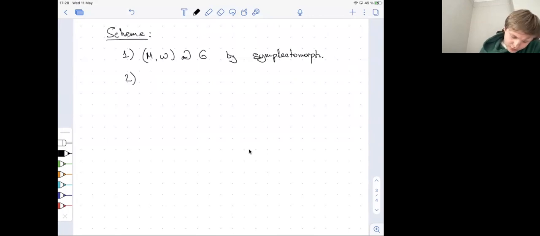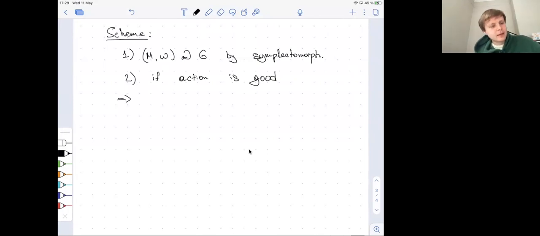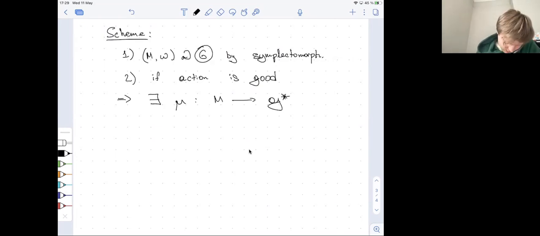If this action is good enough, I will explain what good means, then we will show that there is a map from the manifold to the dual of the Lie algebra of the group G, which also sends the G orbits in M to the coadjoint orbits of the Lie algebra G.